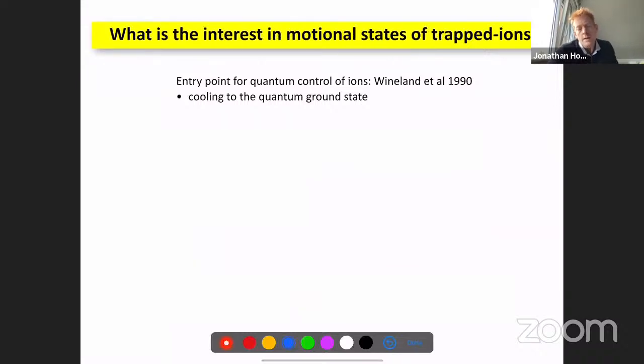So what is the interest then in the motional states of trapped ions, and what can we do with them? In a certain sense, this was the entry point for all the quantum control that you've heard about for trapped ions, probably in the preceding lectures. A lot of what's happened in terms of progress in quantum computing, progress in quantum simulations, even progress now in spectroscopy, like the quantum logic spectroscopy you saw Stefan talking about, stems from the ability, if you like, to cool the motion of these ions down towards the ground state.